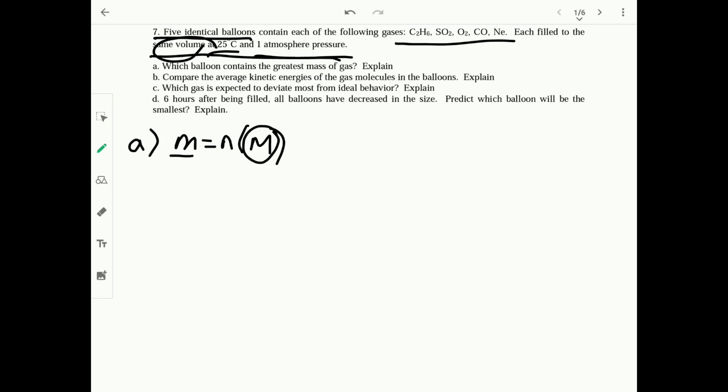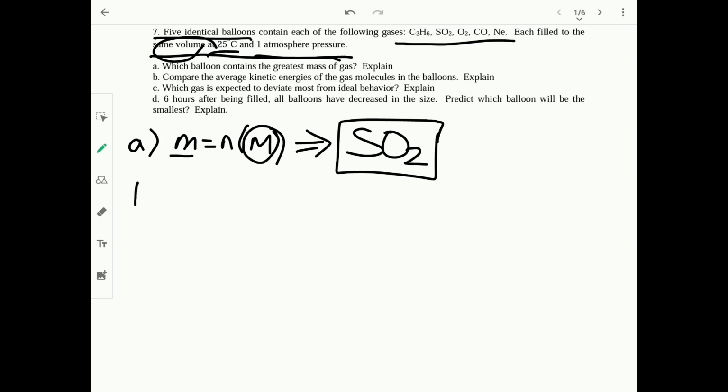And now the one with the greatest mass of gas would be the balloon which has the gas with the highest molar mass, and the one which has the highest molar mass is SO2. SO2 has the highest molar mass, you can check that. So part A, the answer is SO2.